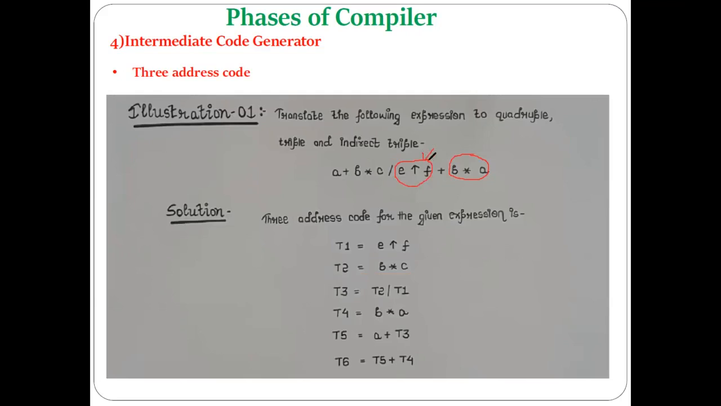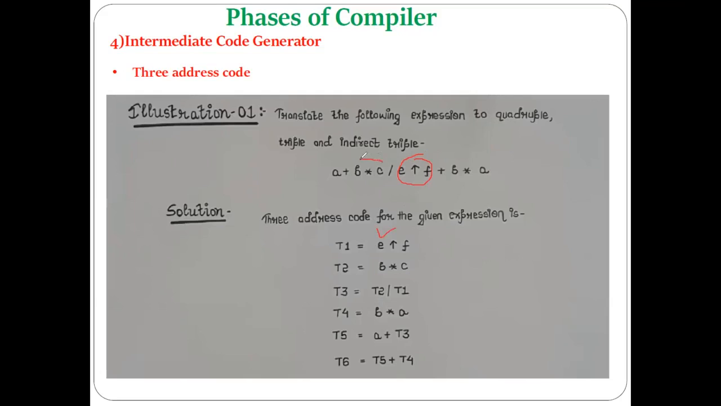The result of e raised to f is in t1, and the result of b into c is in t2. So from this the third temporary variable will be generated as t3, and t3 will be written as t2 divided by t1. Sorry, here we have made a mistake. First preference will be given to the exponential, and that result will be in t1.